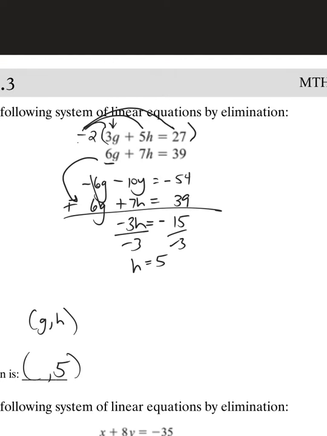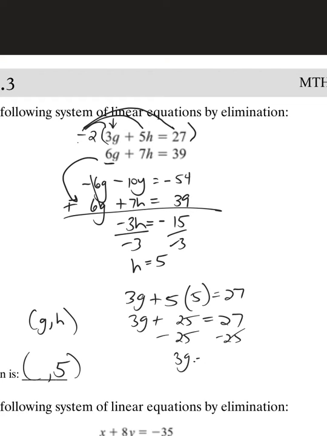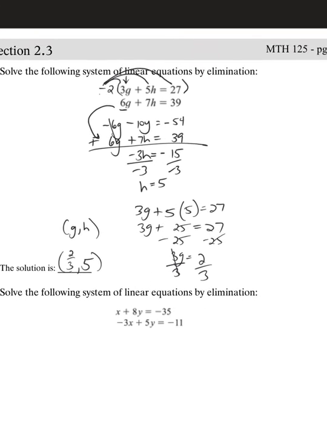I'm going to write down one of my original equations and substitute 5 in for h so that I can figure out what g is. Subtract 25 from both sides. 3g equals 2. Divide both sides by 3. Yes, this is possible. My g value is 2/3. That can happen, and it's not the worst thing. I know some people, if they got that, would think they did something wrong. But nothing's done wrong. Looks beautiful.